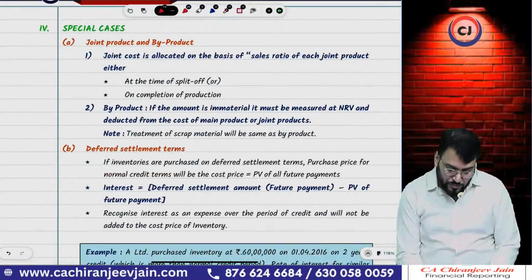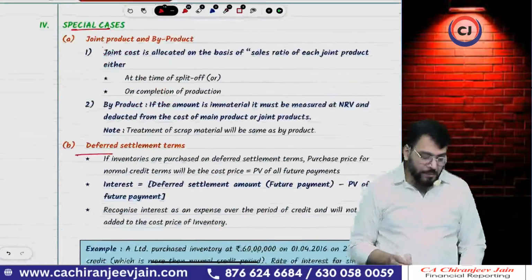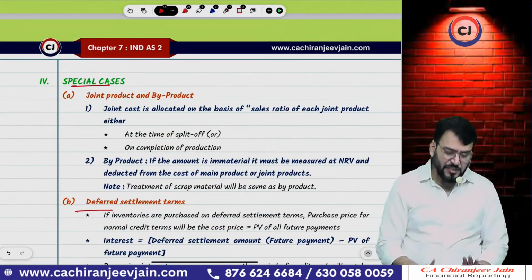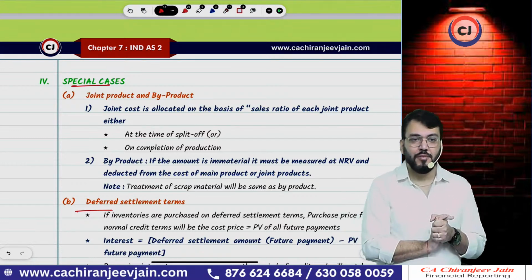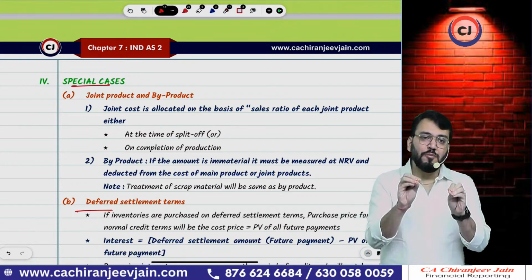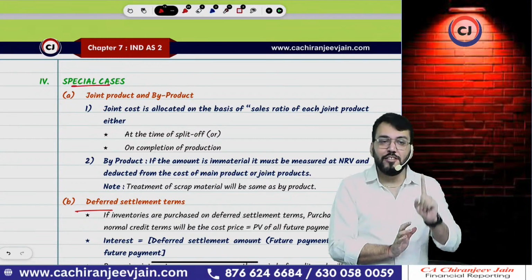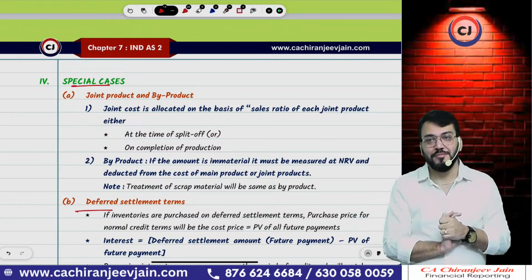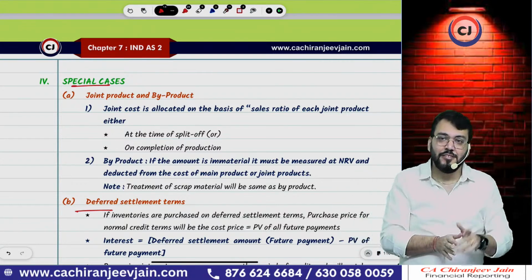Now coming to, there are three special points. So today we'll take these three special points only. First is about joint product and byproduct. I will say this is one of the favorite questions of the institute, both in CA Inter and CA Final. And there is only one question they are asking. In CA Inter also the same question, CA Final also the same question. I don't know why. They have only one question.